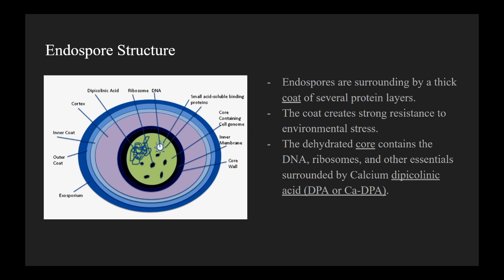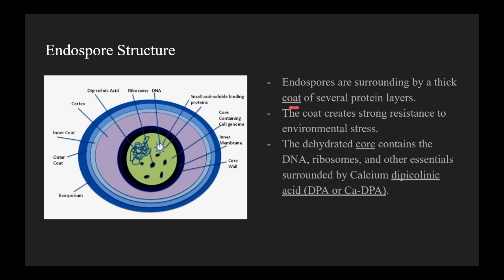So let's look at the structure of the endospore, then we'll look at how this process actually occurs. Endospores, like I said, are surrounded by a thick coat of several layers of densely packed proteins. We don't have to look at all the separate layers, but you just see these concentric circles of protein here. This coat is what gives the bacterium strong resistance to environmental stress. Within the coat is protecting what's called the core. This core is dehydrated, doesn't have that much water, and it contains all the essentials that the cell needs to maintain life at the bare minimum.